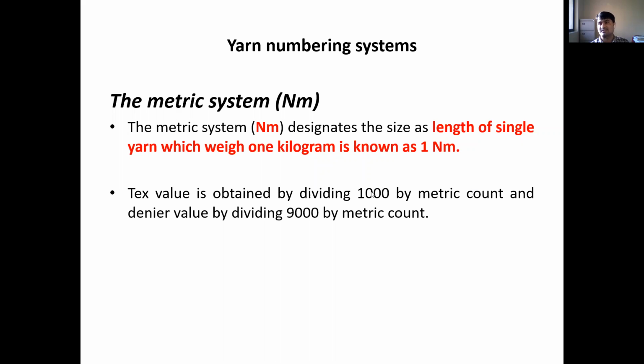Whereas in the case of the tex system, it is 1000 meters of single yarn. That's why we are dividing 1000 by metric count. So it will give the tex value as well as the denier value. So we can go from indirect to direct, and from direct to indirect. We just have to remember the formula and accordingly put it into the formula. Then you will get the tex value or denier value, and we can go between direct and indirect systems.